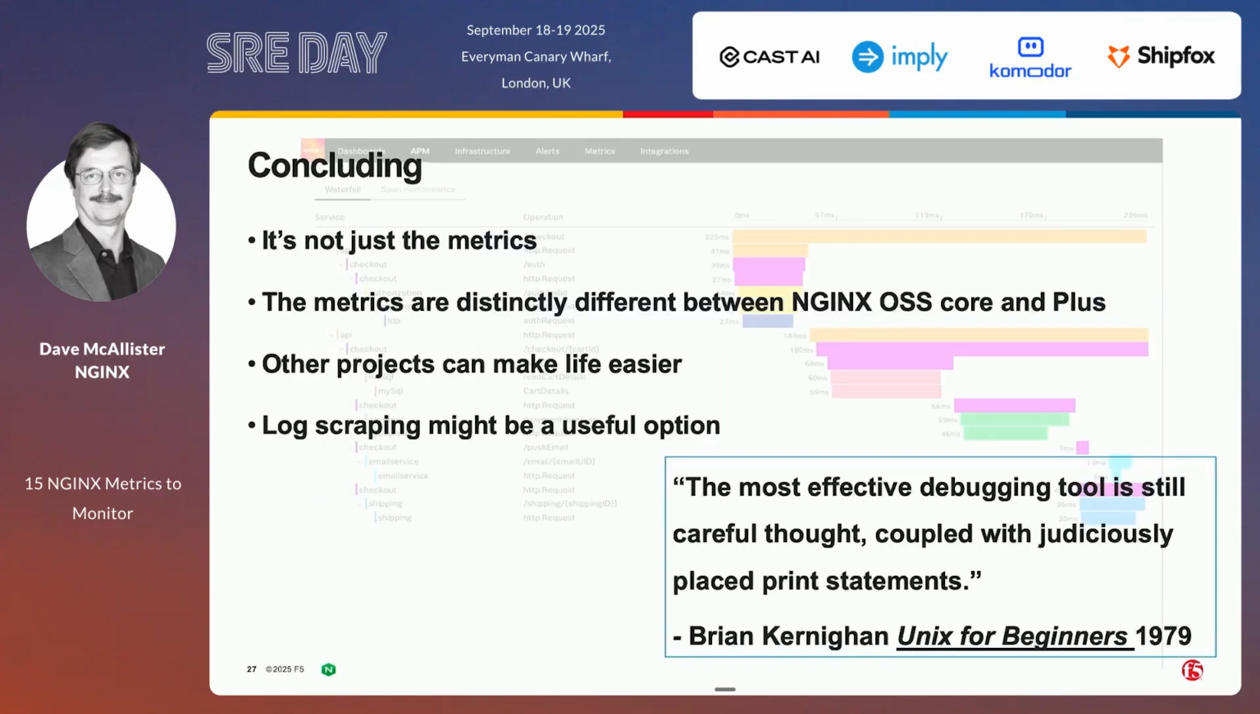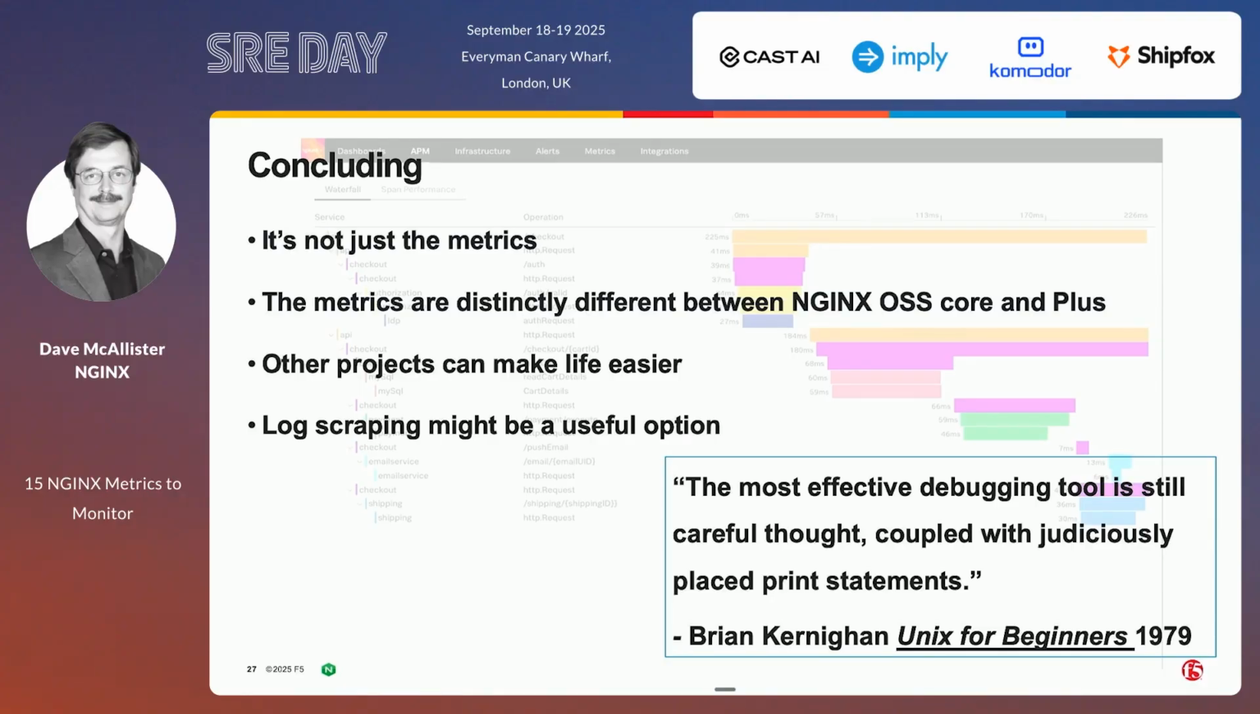So, summing up, it's not just the metrics, it's the questions you want answered. The metrics will give you the best way to look at what's happening here. The metrics are distinctly different, right now at least, and we're working on it, between Core and Plus. Sorry, I'm going to fix it one way or the other. If I have to steal the code and shove it in there, I'm going to do it. Other projects like Prometheus and OpenTelemetry can make your life a lot easier. And always, I'm an old log guy, log scraping is always an option. In fact, our own products will scrape logs as well.